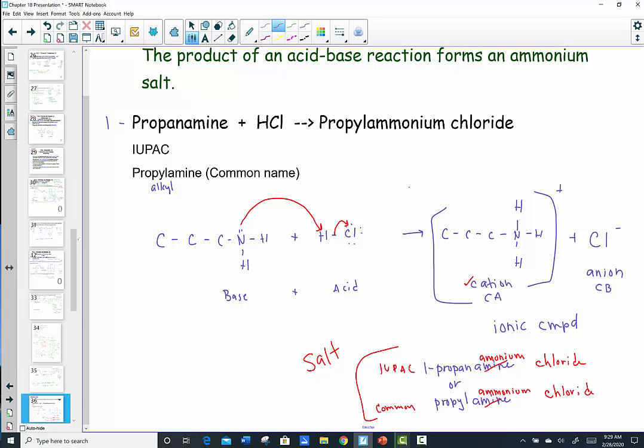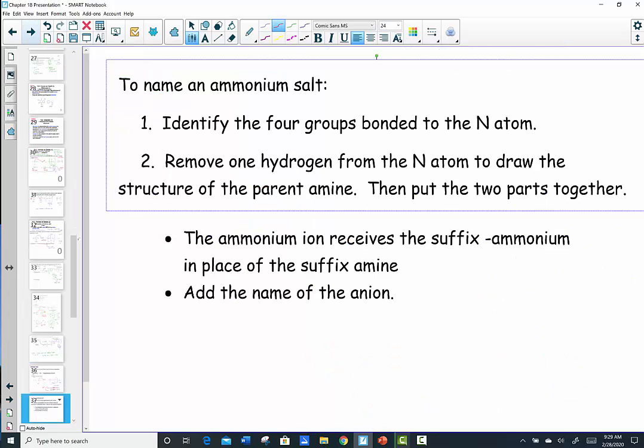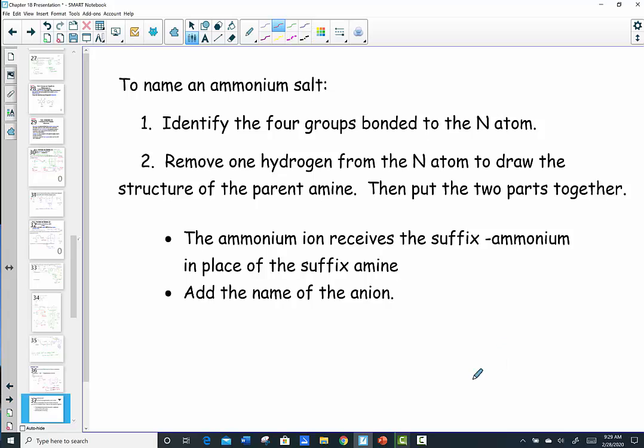So we're going to practice a little bit more with naming salts. And just to remember, to name a salt, we're going to name the ammonium salt by identifying the 4 groups that are bonded to the nitrogen atom. That is a quaternary nitrogen. Quaternary nitrogens are always positive ions. Remove the hydrogen from the N and draw it as the structure of the parent amine, and then simply put the 2 parts together. The ammonium ion receives the suffix ammonium in place of amine, and then just add the name of the anion.